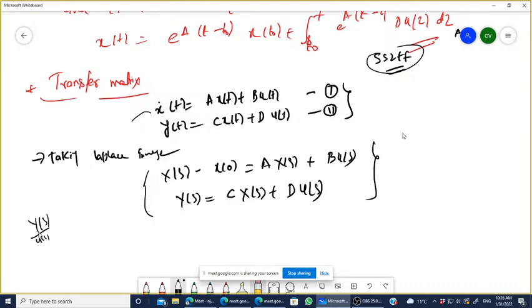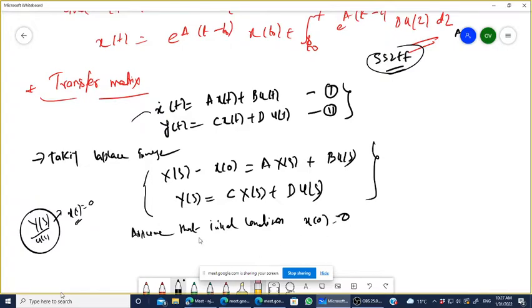So Y(s) upon U(s) should be, and also you have to keep in mind that the initial condition should be 0. The initial condition should be 0, right? So putting all the initial conditions 0, assume that the initial condition is 0.